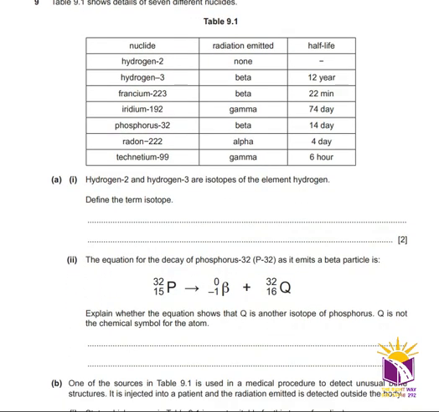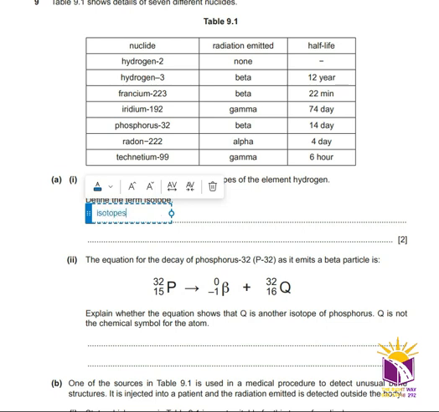Question number 9. Table 9.1 shows details of 7 different nuclides: hydrogen 2, hydrogen 3, francium 223, iridium. In part A, hydrogen 2 and hydrogen 3 are isotopes of the element hydrogen. Define isotopes. What are isotopes?